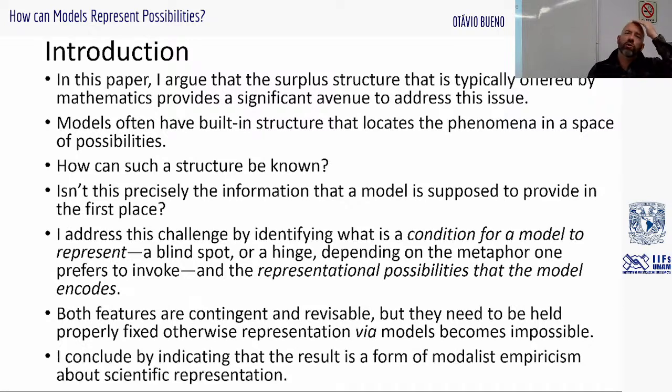So what I'll then conclude is indicate how, by paying attention to how this works and working through some examples, what we have is a modalist empiricism form about scientific representation. Okay, so that's what we have for today.